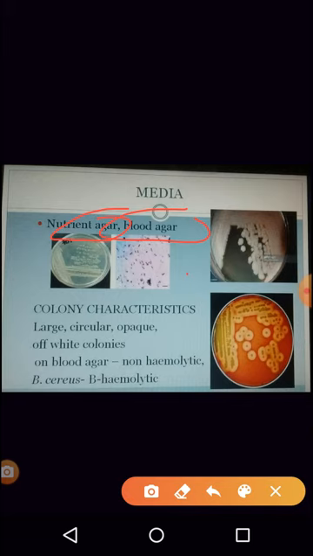If it is grown on nutrient agar, the colonies are large, opaque, white, and feathery in nature. If the organism is grown on blood agar, you can find them non-hemolytic. Bacillus cereus could be beta hemolytic in nature. Beta hemolytic is complete hemolysis.